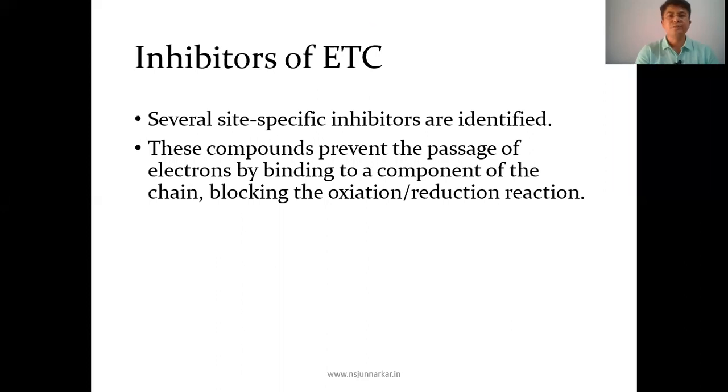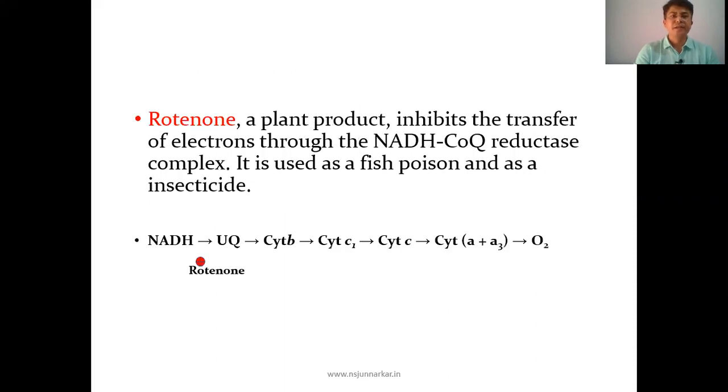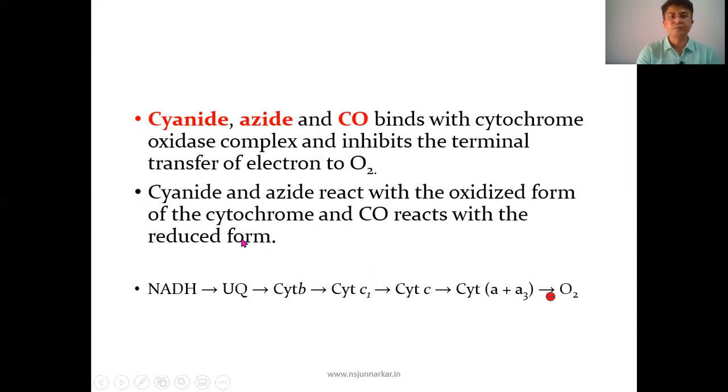Inhibitors of electron transport chain. Several site-specific inhibitors are identified. These compounds prevent the passage of electrons by binding to a component of the chain, blocking the oxidation reduction reaction. An example is rotenone, which is a plant product that inhibits the transfer of electrons to the NADH coenzyme Q reductase complex. It is used as a fish poison and as insecticide. So rotenone will block this at this point. It will block electron movement from NADH to ubiquinones.